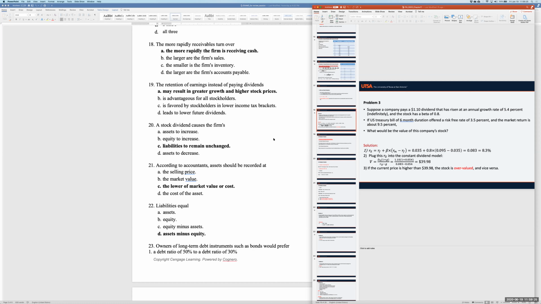What is the cause of it? May result in greater growth and higher stock prices. It may, because maybe the company doesn't distribute dividends, and instead of paying dividends, maybe the company is investing in new positive NPV projects, and the value of the company can grow. It's possible. B, advantages for all stockholders? No, because not all the stockholders are alike. B is wrong. C, favored by stockholders in lower income tax periods. That's wrong. D, leads to lower future dividends. No, the correct answer is A.